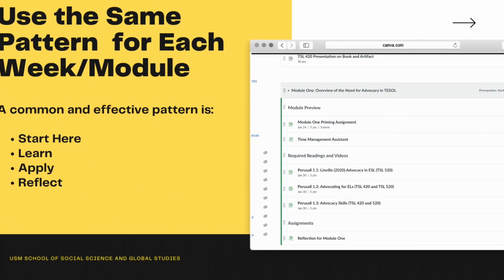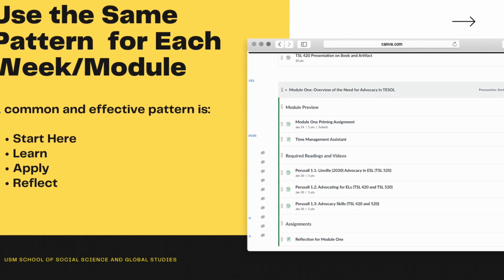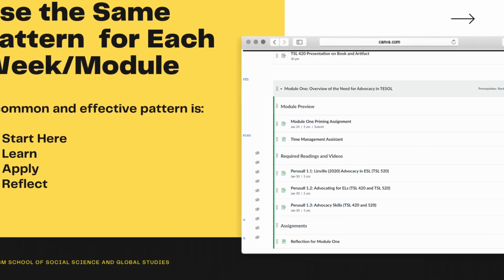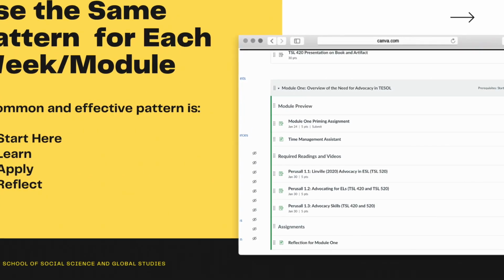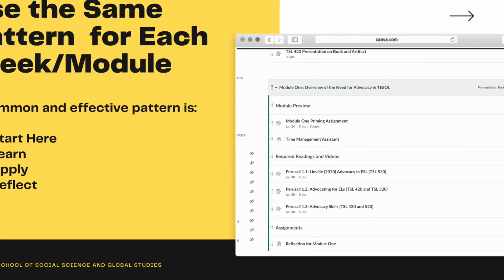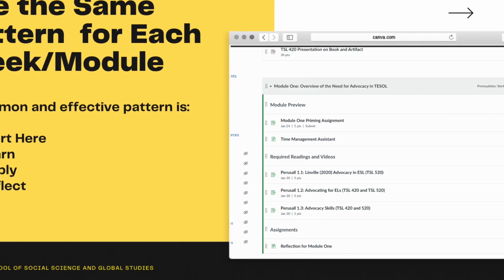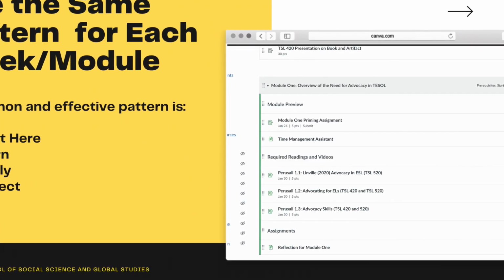Using this consistent pattern across all weeks or units helps students develop a rhythm. They know what to expect and where to look for what they need. This is especially helpful for students who are juggling multiple courses, a job, and other responsibilities.